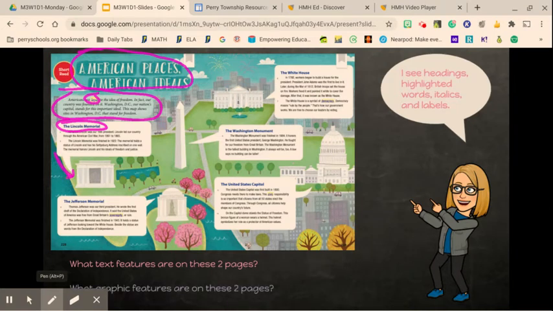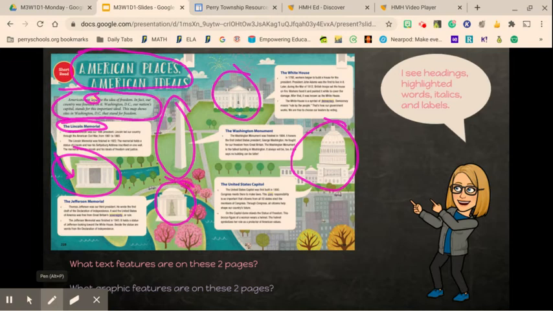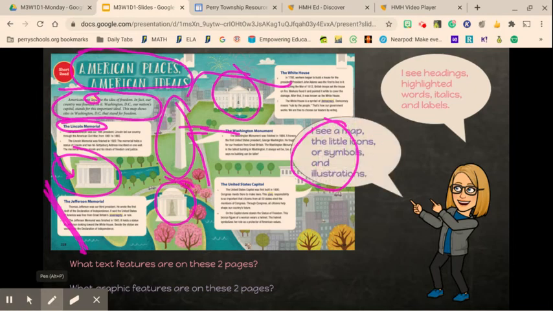What graphic features are on these two pages? Well, I can see that there are illustrations of each of these buildings. So there's an illustration that goes with each of these buildings. The other thing is, this is actually a map. So this is showing you where the different monuments are in Washington, D.C. And Washington, D.C. is right beside a river, so here's the river. And then you've got some streets in here, some buildings that show you that this is a map. So I see a map, the little icons or symbols, and the illustrations.